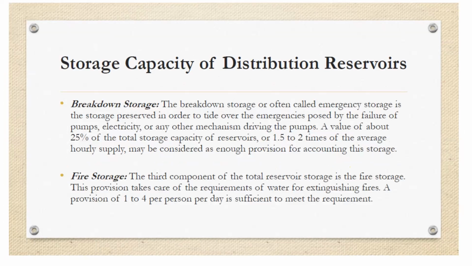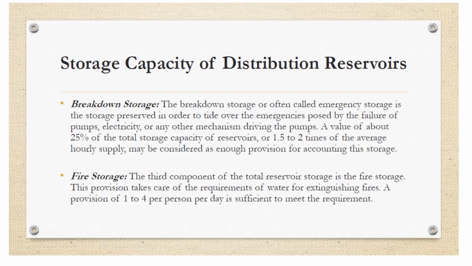Then the second one is the breakdown storage. The first one is the balancing storage against fluctuation. Peak demand is there, in that case we can go for it. Then the breakdown storage. The breakdown storage, often called emergency storage, is the storage in the reservoir in order to tide over the emergencies posed by the failure of pumps, electricity, or any other mechanism driving the pumps.